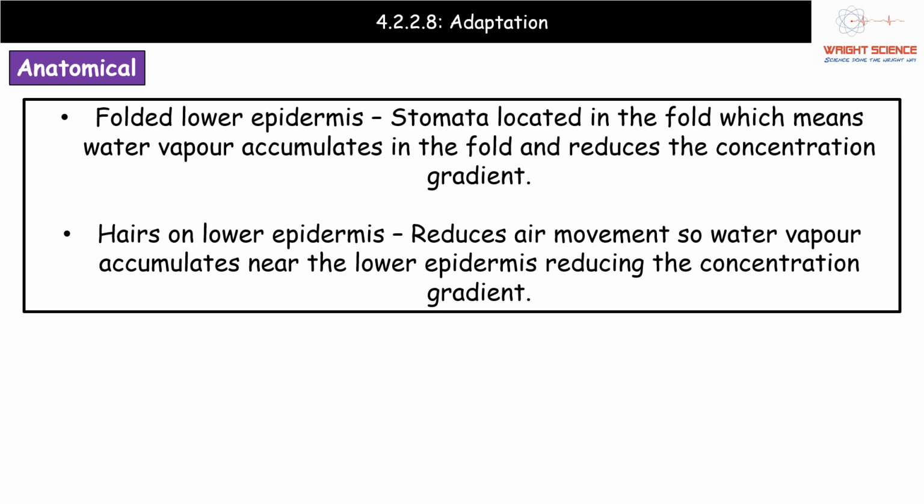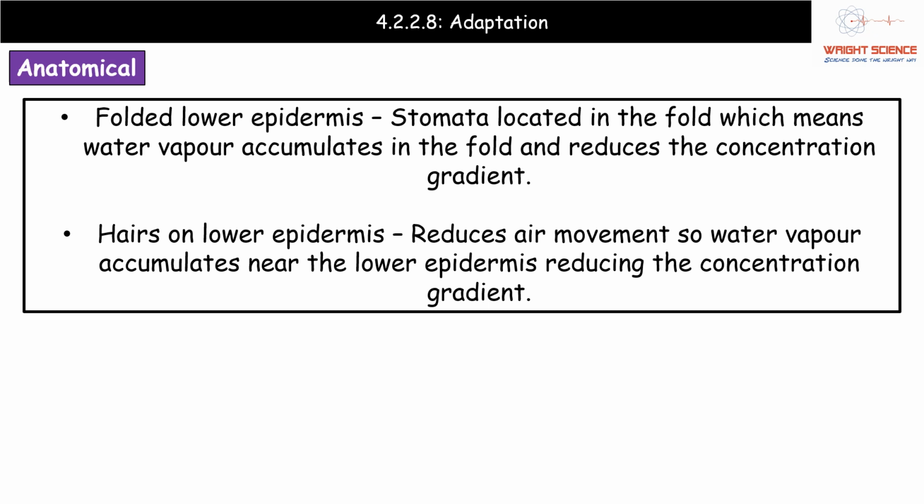If we then consider the lower epidermis of our leaves, these can be folded. Now, the whole idea of folding that lower epidermis is that the stomata are then going to be located inside the fold. So as water evaporates and forms that water vapour on the outside of the stomata, it's going to basically get trapped in the fold, and therefore we're going to reduce the concentration gradient between the inside and the outside, which means we reduce that diffusion.